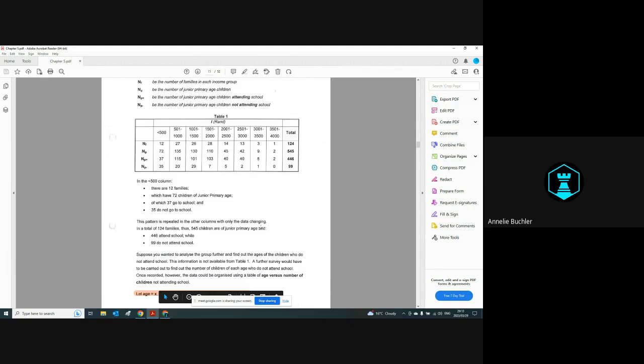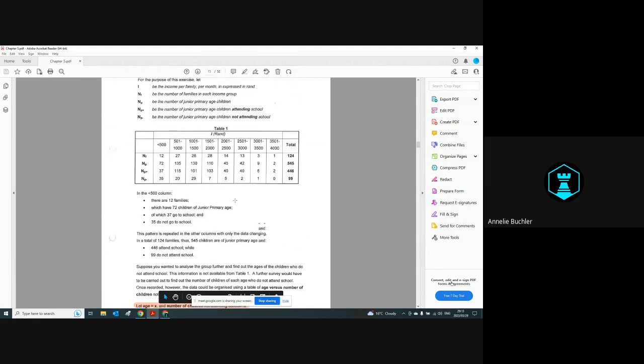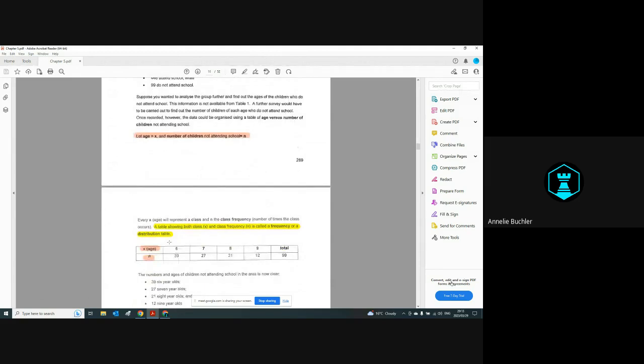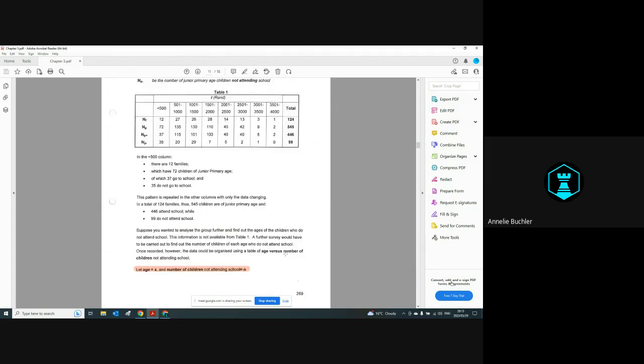Just want to check. They gave you the ages here: 6, 7, 8, 9. So we have a table showing both class X and N. These are the ages, and then the N is the number of children. All children in total is 99. You can see it adds up with your total children, 99.